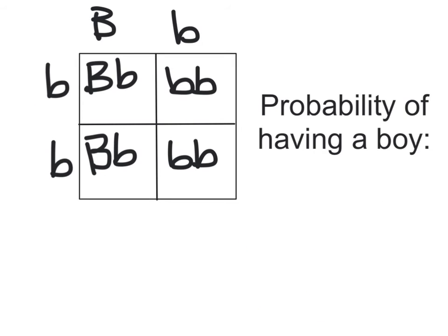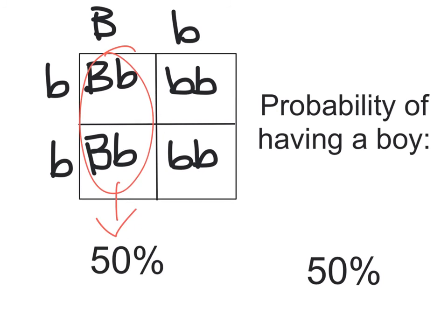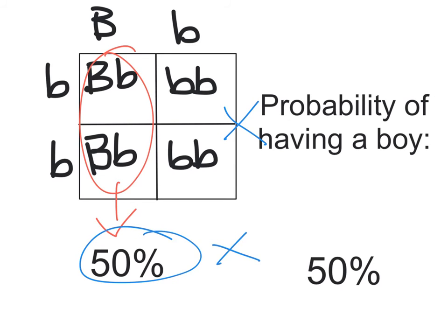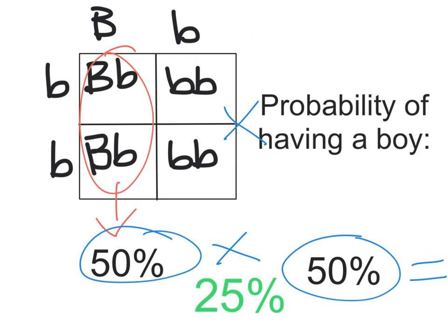We know that the probability of having a boy is 50%, and the probability of having a brown-eyed child is also 50%. We now have the two parts necessary to solve this question. Next, we need to multiply these two probabilities together. So the probability of having a brown-eyed boy is 50% times 50%, which of course equals 25%.